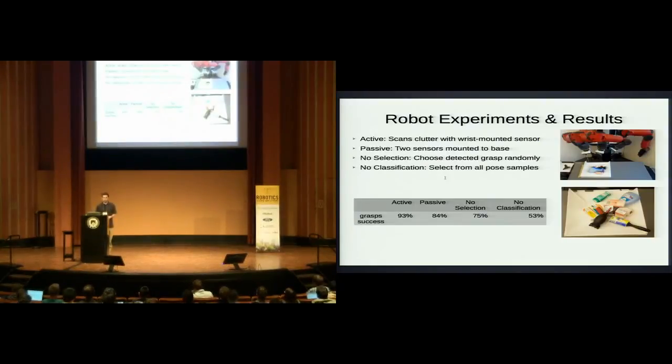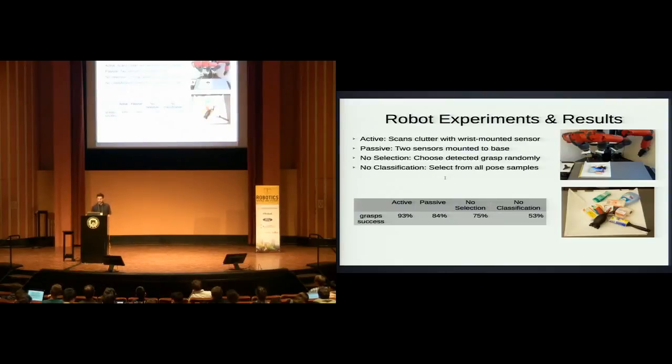Okay, so we did some experiments with a Baxter research robot, and we have 4 different experiments, and we achieved up to 93% success. This active case is where the arm moves over the box of clutter, and it scans the objects. So compared with the passive case, the point cloud there is more complete. With the passive case, it's just 2 sensors mounted to the base of the robot, and so the point cloud is less complete, and it performs worse.